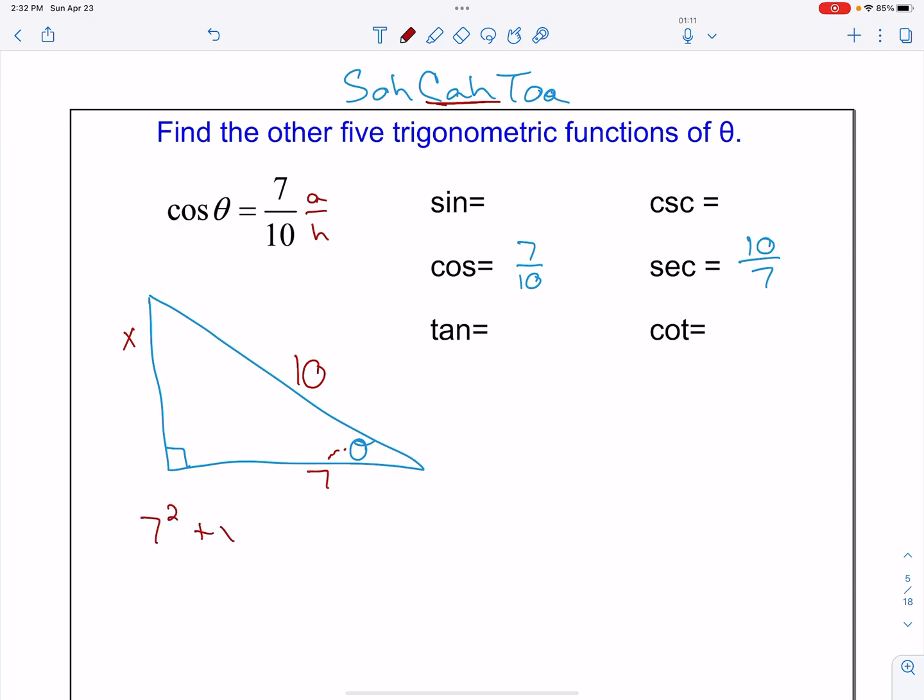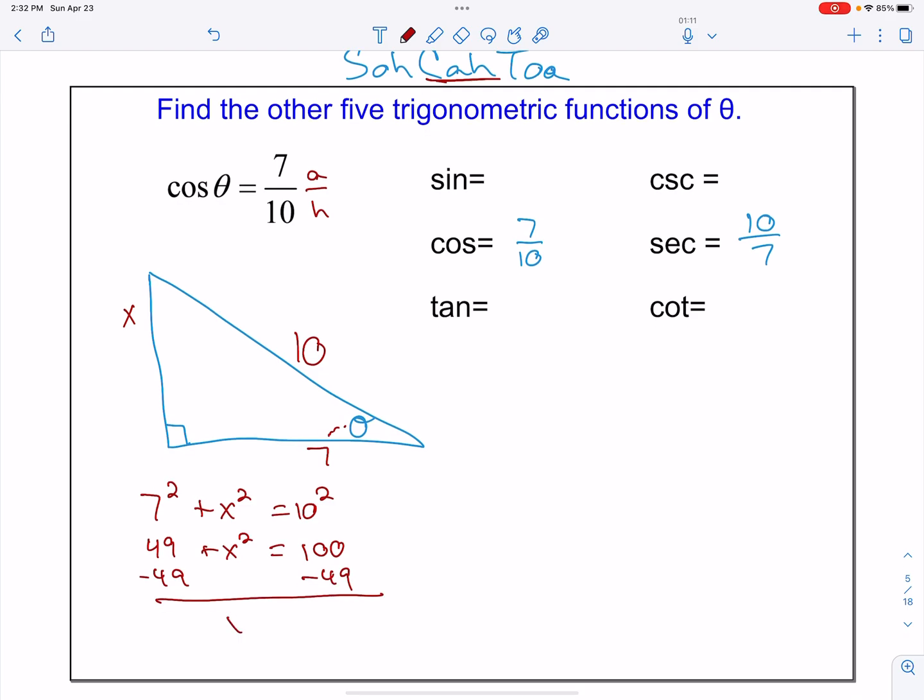So 7 squared plus x squared equals 10 squared. 7 squared is 49 plus x squared equals 100. Minus 49 to both sides. X squared equals 51. Root. Can we break down 51? I don't believe we can. 51 divided by 3 is 17. And 17 is a prime number, so that can't be broken down. So this is just going to stay root 51.